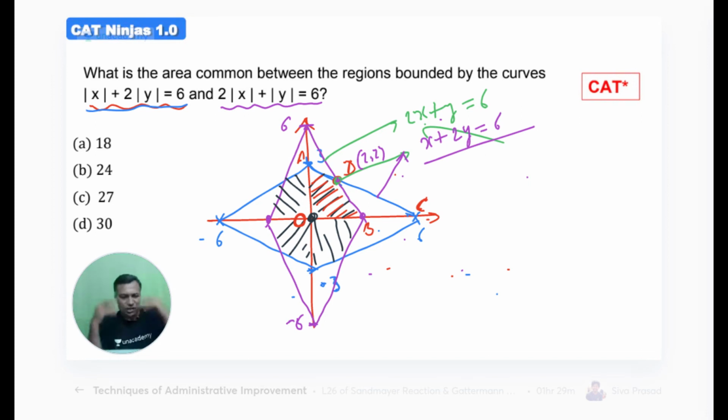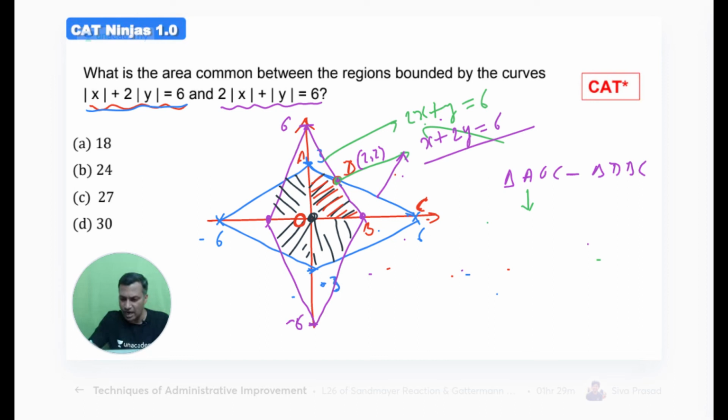If I know my equations, I can quickly find that point of intersection. Once I have the point of intersection, I can find the area of the triangle AOC minus the area of the triangle DBC. I will get the answer from there.